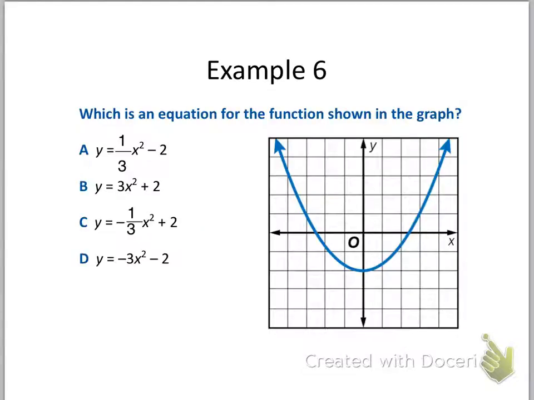Why don't you try this one? All right. First thing I notice again is it's smiling. So it can't be this one and it can't be this one. Then I notice that this is down 2 spaces. So it must be A.